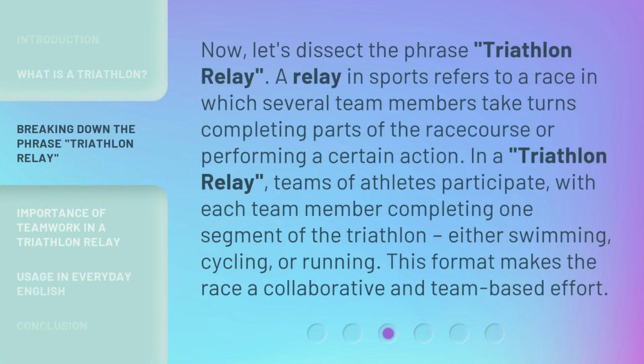Now, let's dissect the phrase, triathlon relay. A relay in sports refers to a race in which several team members take turns completing parts of the race course or performing a certain action. In a triathlon relay, teams of athletes participate, with each team member completing one segment of the triathlon, either swimming, cycling, or running. This format makes the race a collaborative and team-based effort.